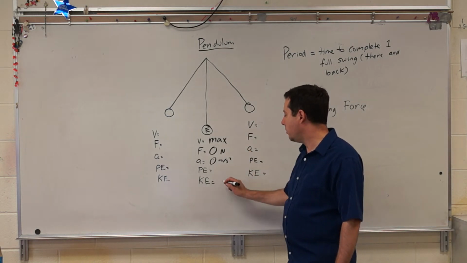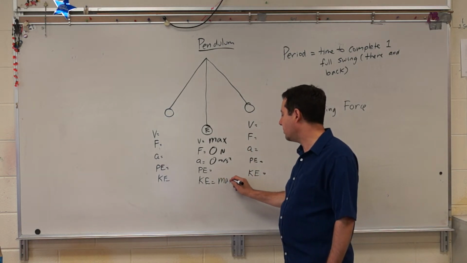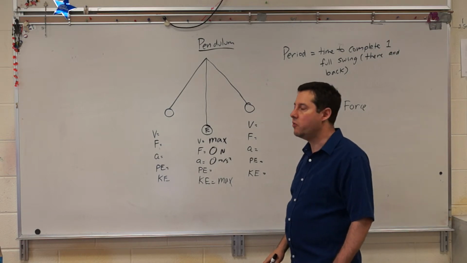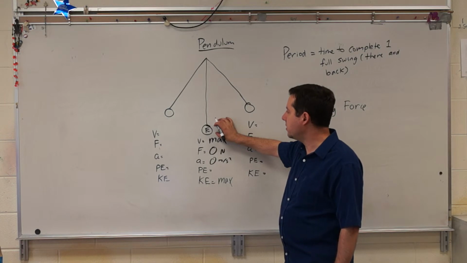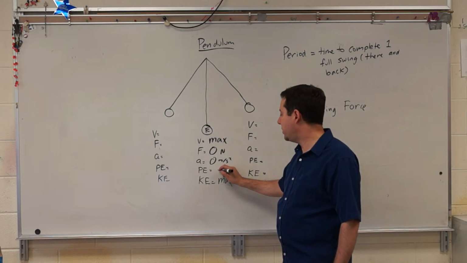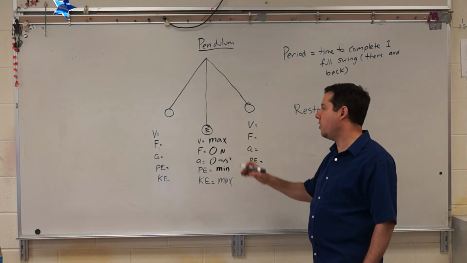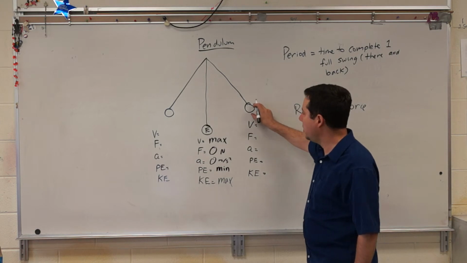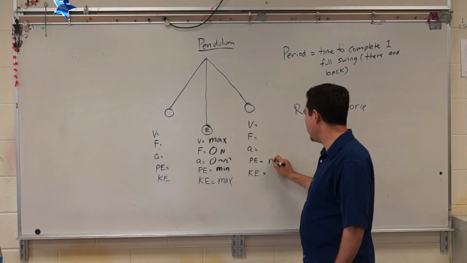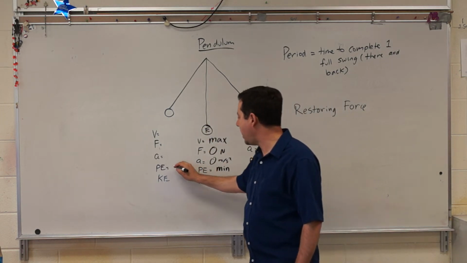So what does this mean? If it's got maximum velocity, it means that it has maximum kinetic energy. It's moving pretty darn quickly for a pendulum. It's also lowest here, so the potential energy is going to be a minimum. It won't be zero because it's above the ground, but potential energy is still minimum, as opposed to up here and up here, where potential energy is maximum because it is highest off the ground.